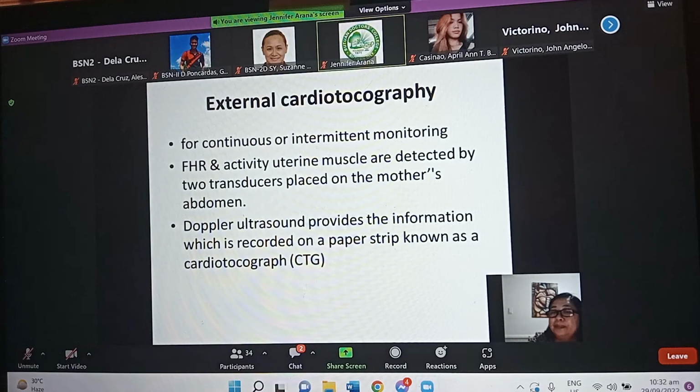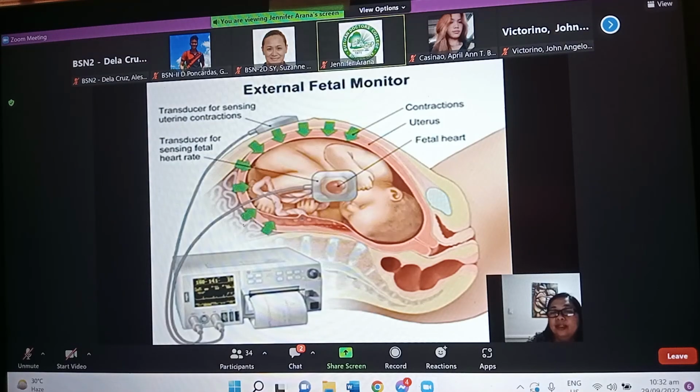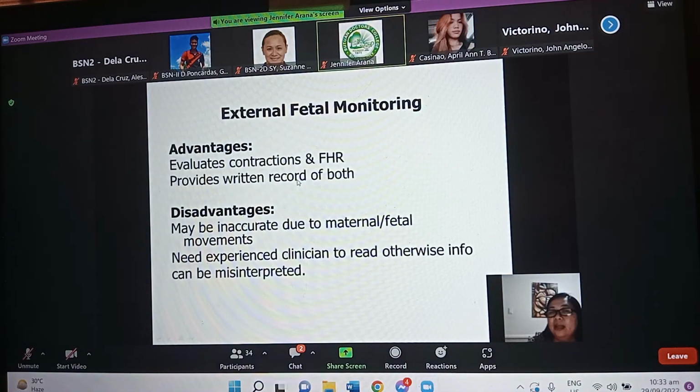Mao ni siya ang transducers na ibutang sa abdomen sa mother to detect uterine contraction, and the other one is to detect or assess the fetal heart rate or the fetal heart tone. Okay, so mao ni mahitabo. Ang isa ka transducer is to sense uterine contraction. Ang isa ka transducer is to sense the fetal heart rate. This is the external fetal monitor.